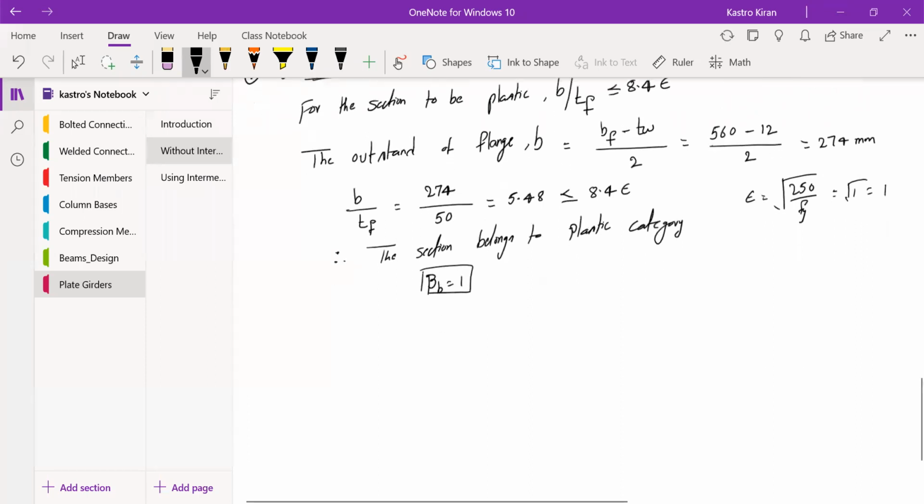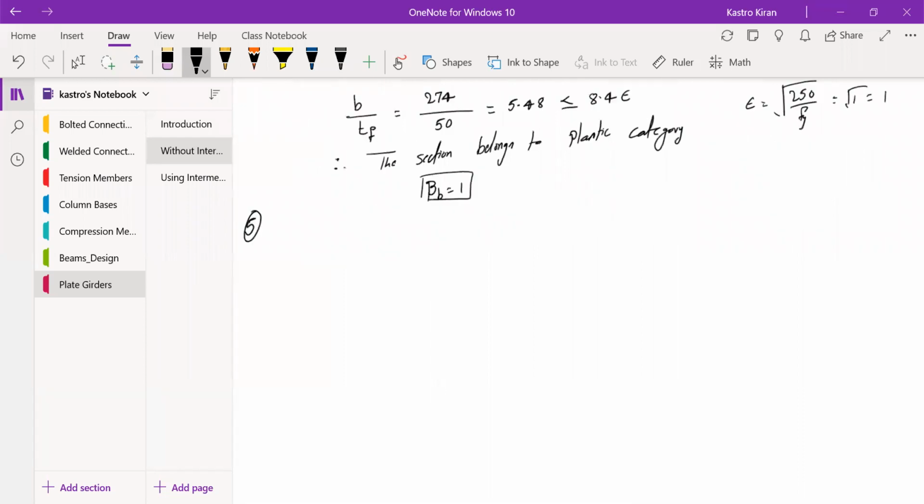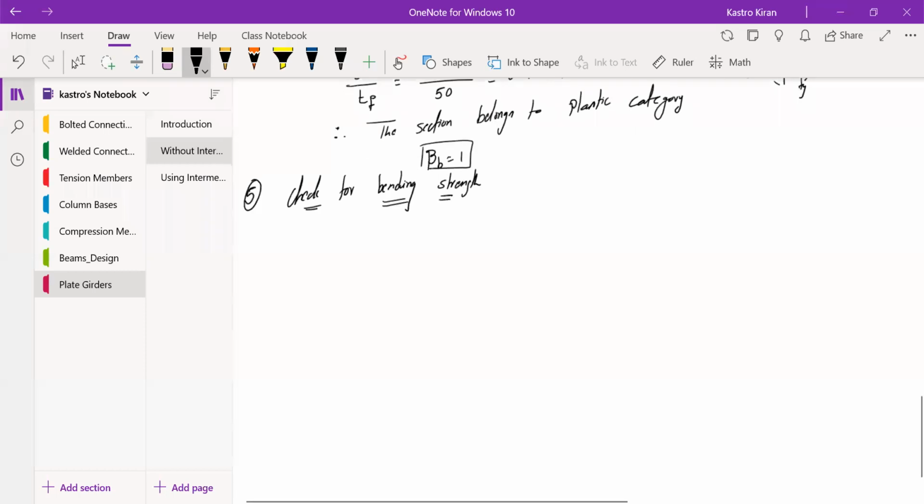Anyways, let's go to the next step, that is the fifth one, which is check for bending strength. Now, how will you check the bending strength? In order to find out the bending strength value, you need to find out the moment capacity.